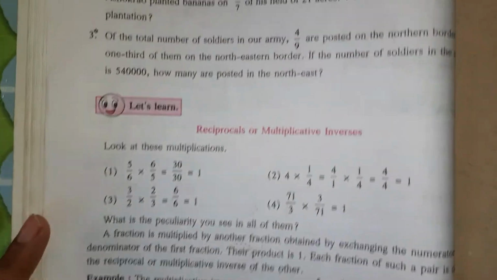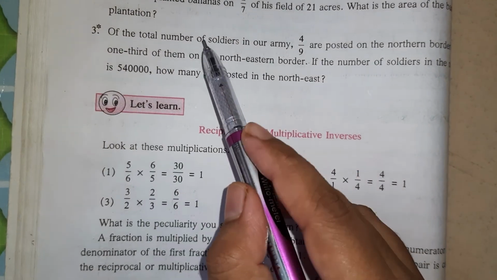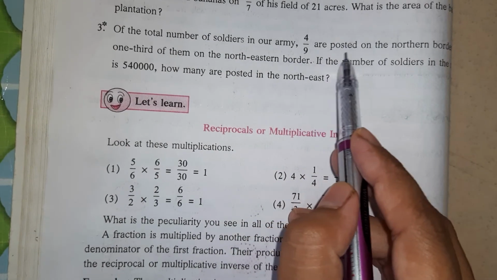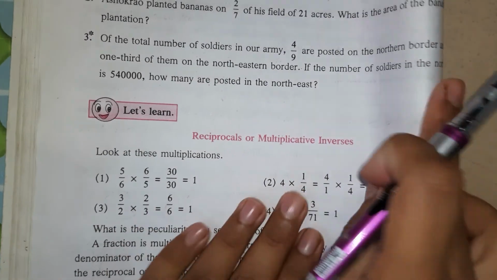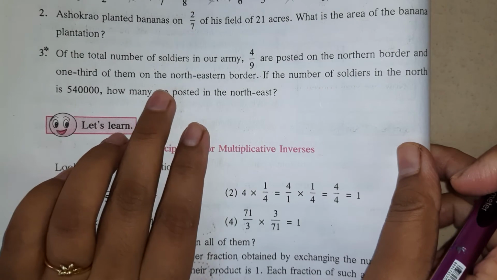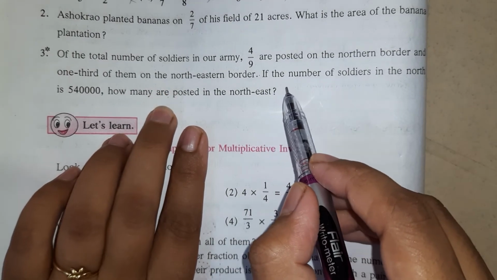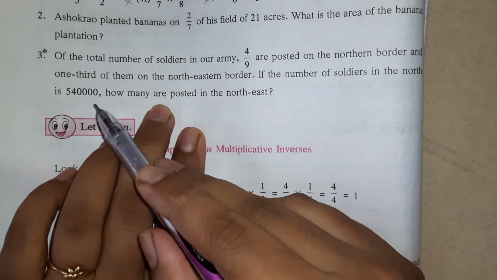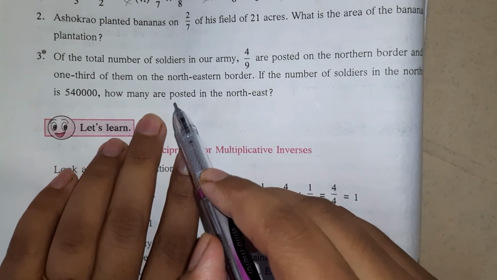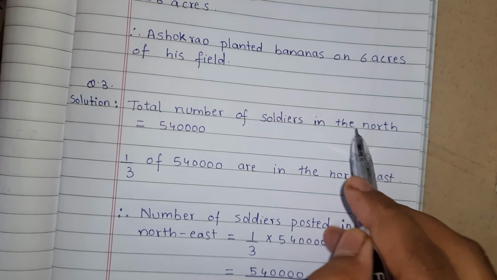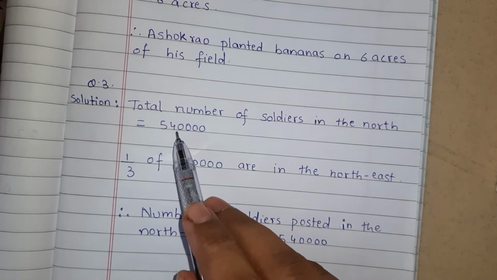Now the last question. Of the total number of soldiers in our army, 4/9 are posted on the northern border and 1/3 of them on the northeastern border. If the number of soldiers in the north is 5,40,000, how many are posted in the northeast? Okay, so total number of soldiers in the north side, how many?